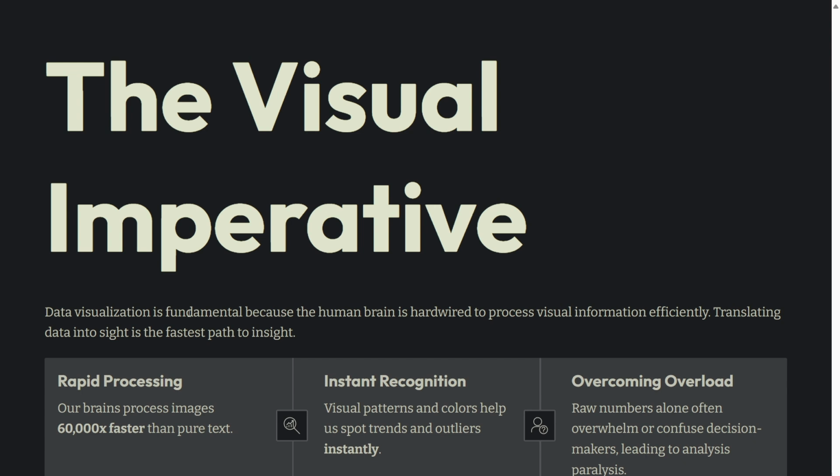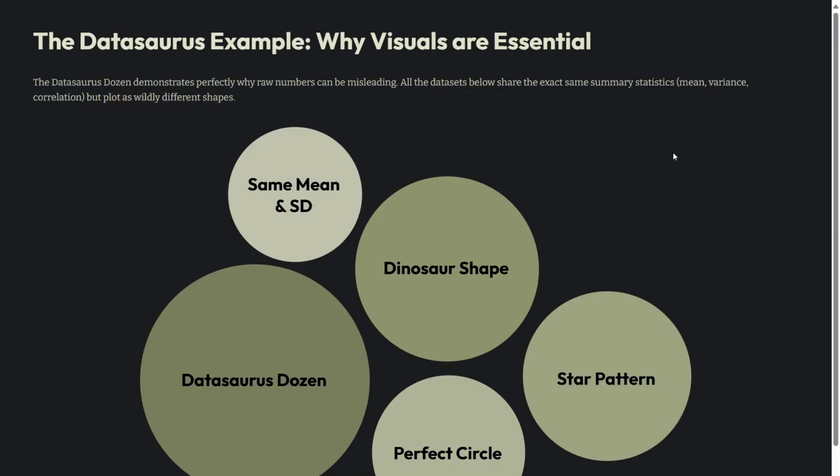An alternative to that is an image, or you can say graphs that we generate, which are processed rapidly and in a faster way in your brain. Now we look at the famous dinosaur problem that demonstrates perfectly why raw numbers can be misleading.